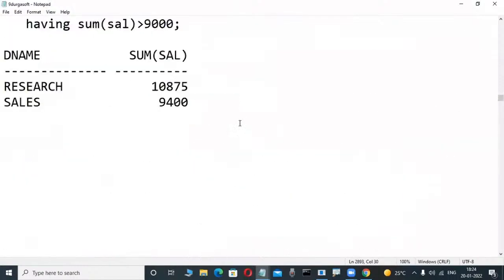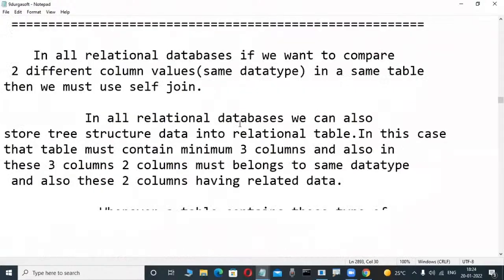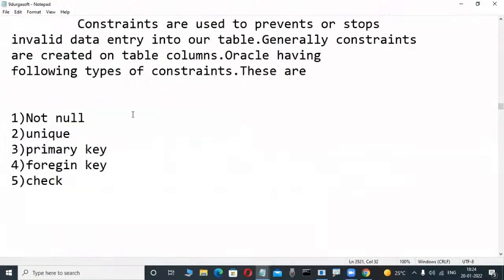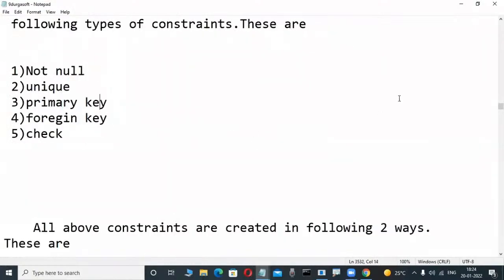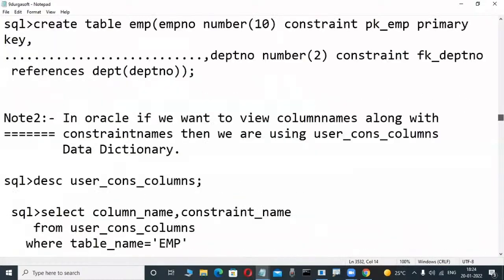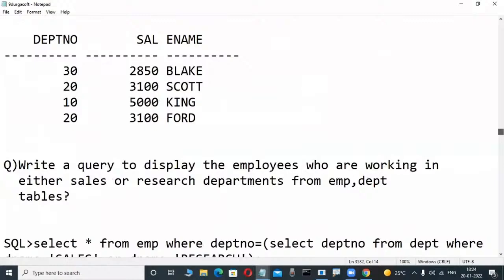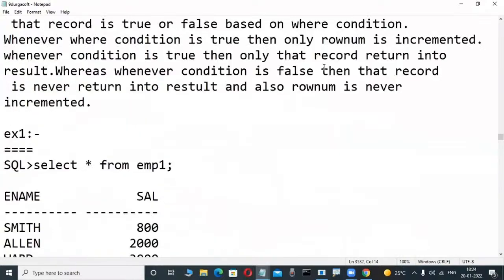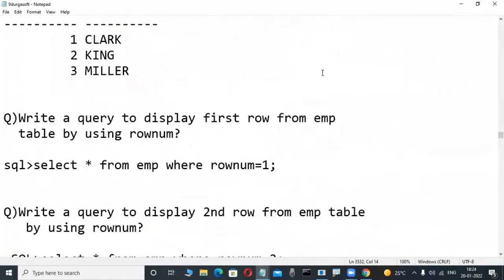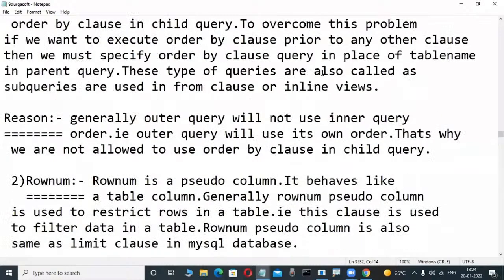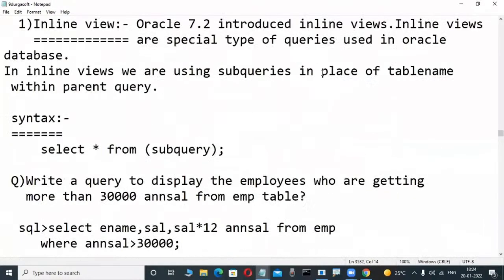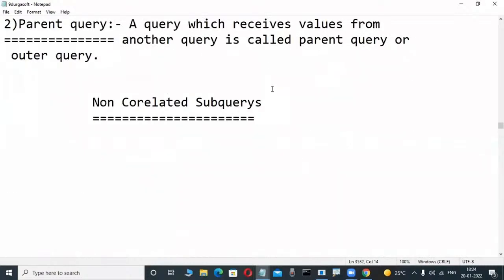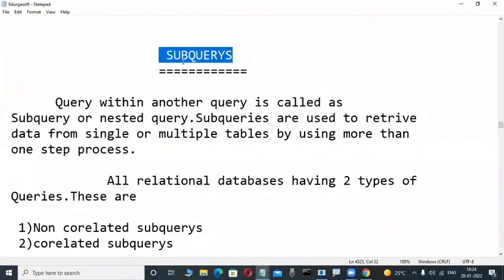Then constraints is a concept in our SQL language: primary key, foreign key, check, and so many things. Once we are good at those, in our course we learn subqueries, which are most powerful. A query within another query, with only one or two lines of coding. These are the main chapters, and in databases, subqueries are most powerful.